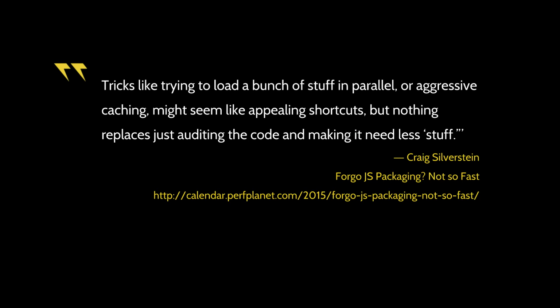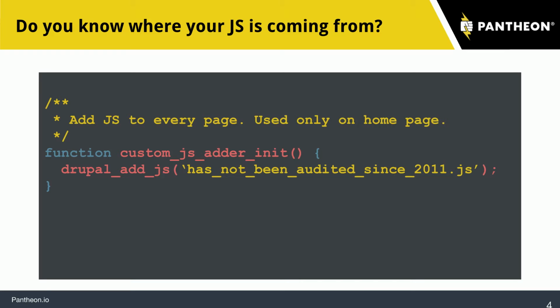It's really tempting when we're dealing with front-end performance to talk about advanced techniques, really cutting-edge ways to aggregate things, to compress things. And that's much more appealing than just asking, can we do less stuff on this page? Do we even need this JavaScript library anymore that was added years ago? Do we know where our JavaScript is coming from?